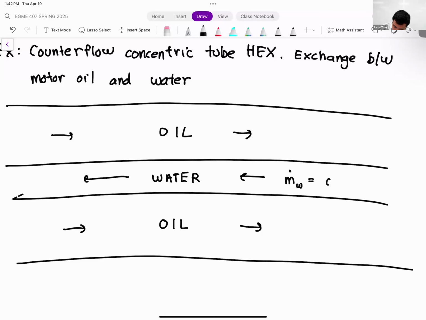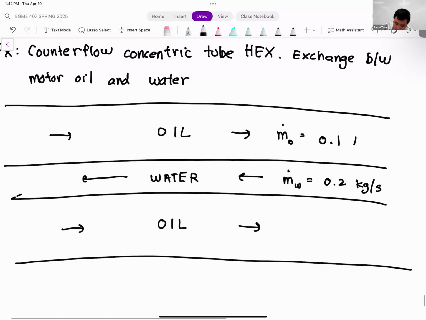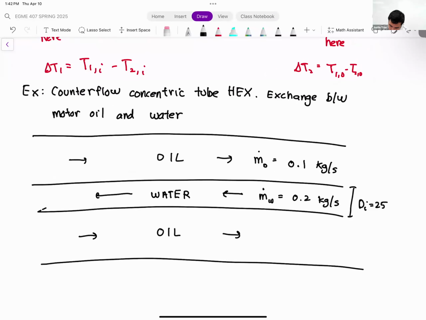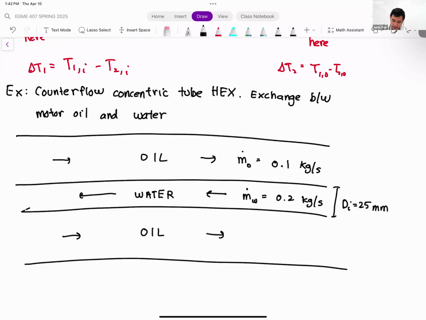All right, the mass flow rate of the water in this problem is going to be 0.2 kilograms per second. And then the mass flow rate of the oil is 0.1 kilograms per second. Inner diameter for this inner pipe we'll say is 25 millimeters, and then the outer diameter for the entire annulus is 45 millimeters.